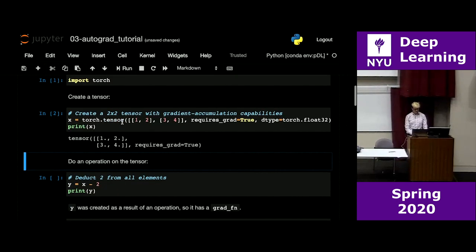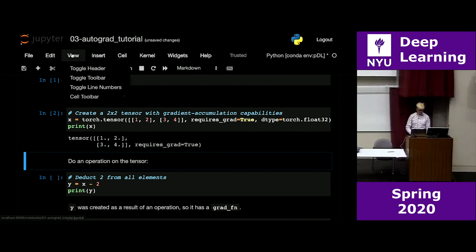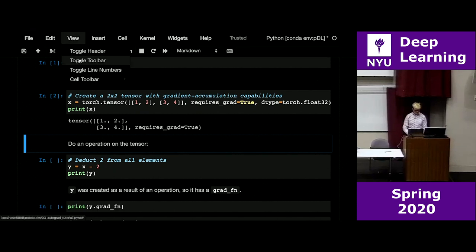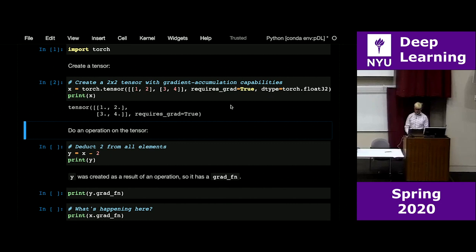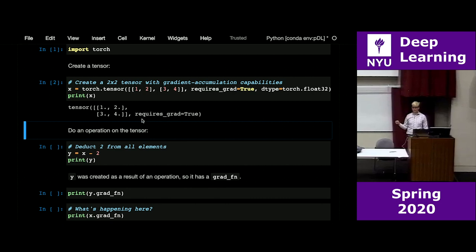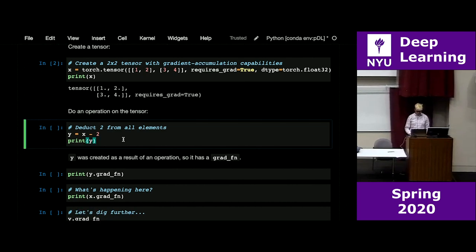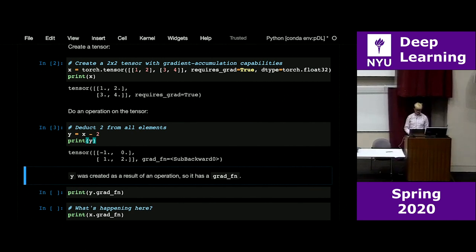Here I just create my tensor, which has as well these requires_grad equal True. In this case, I've been asking Torch, please track all the gradient computations, the computation over the tensor, such that we can perform computation of partial derivatives. In this case, x is simply going to be 1, 2, 3, 4. The y is going to be x minus 2.